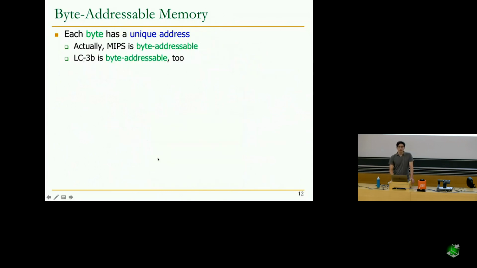But the memory can also be byte addressable. And in the byte addressable memory, we have 1 unique address for each byte. Actually, MIPS is byte addressable. LC3 is not byte addressable, but there is a newer version of LC3, that is LC3B, that is also byte addressable.